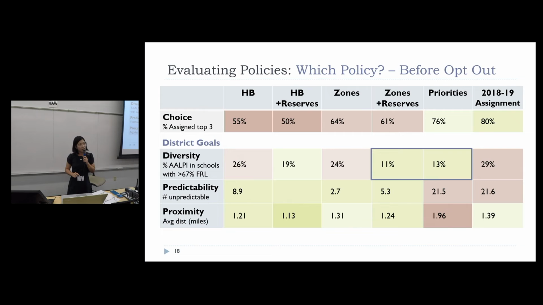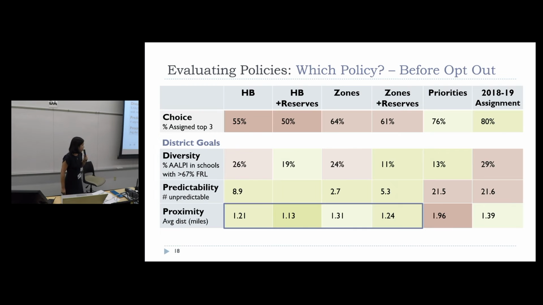First, let's look at diversity. Here I'm measuring diversity using the percentage of underrepresented racial minorities, that's African American, Latinx, and Pacific Islanders, in schools with over 67% reduced price lunch eligibility. So this number is chosen to be 15% more than the district average. And you can see that this percent decreased compared to the actual assignment from 29% to 11% and 13% respectively, using zones and reserves and priorities, but that the other policies are not doing such a good job at achieving the diversity goal.